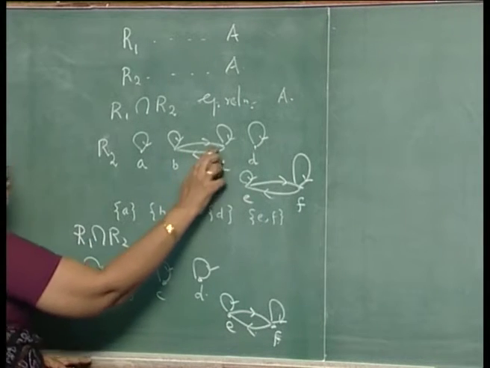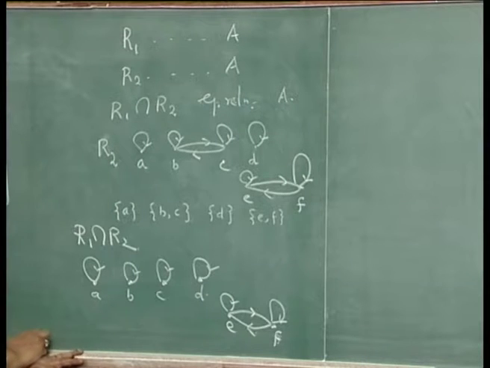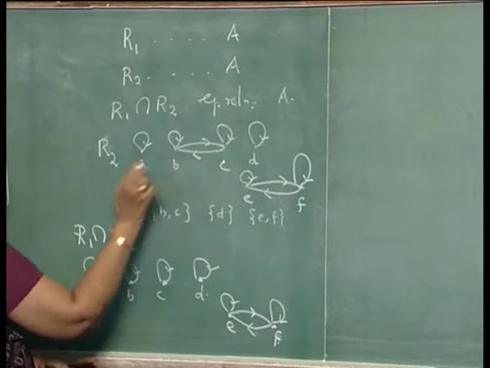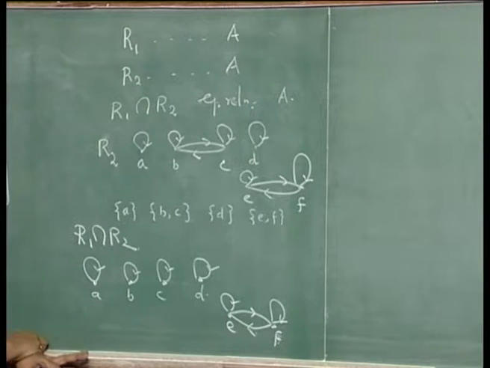Similarly, the arcs between C and D, the ordered pairs C, D, D, C, are present in R1, but they are not present in R2. So, they will not be present in the intersection. Similarly, the ordered pairs BC, CB are present in R2, but not in R1. So, they will not be present here. Now, look at this relation. Is this an equivalence relation?